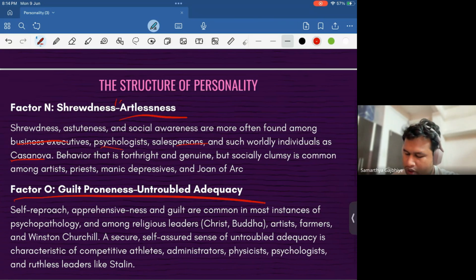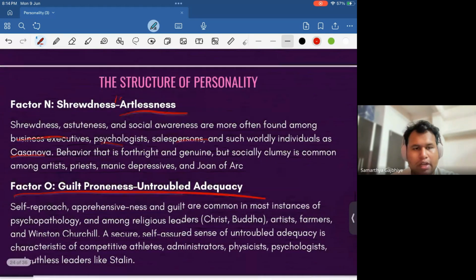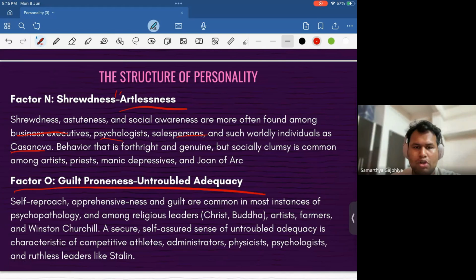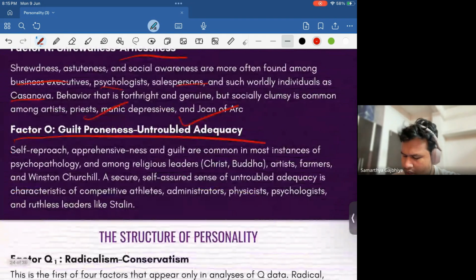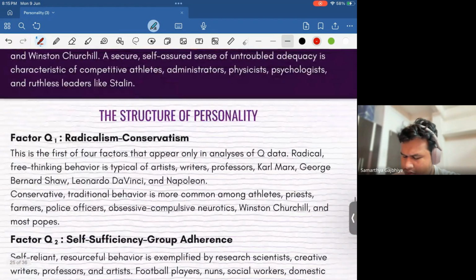Okay, factor of guilt proneness and untroubled adequacy. Guilt proneness means instantly saying I am sorry. Nothing has happened, you've not done anything wrong, but you're saying I'm sorry because there's guilt nagging at you at all times. But untroubled adequacy would be, hey, I'm good enough, I am secure, self-assured, I don't think I'm doing anything wrong. Now tell me, which are you? More guilt prone or more untroubled adequate? GP or UA? Quickly, last two slides anyway.